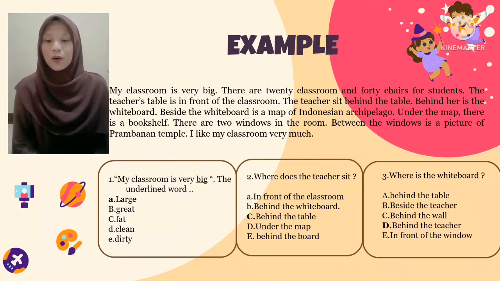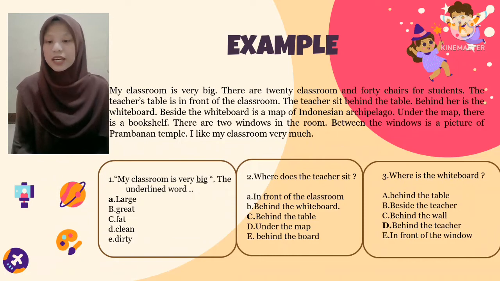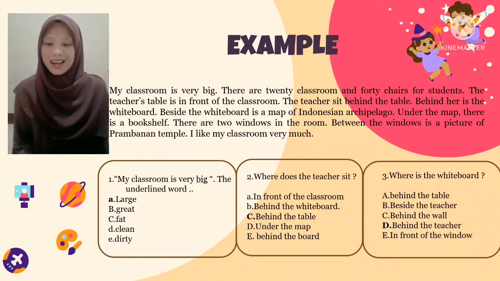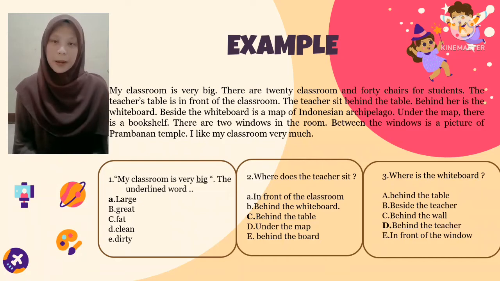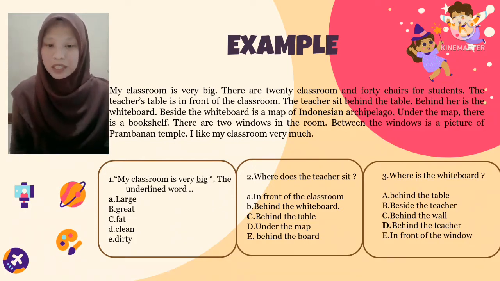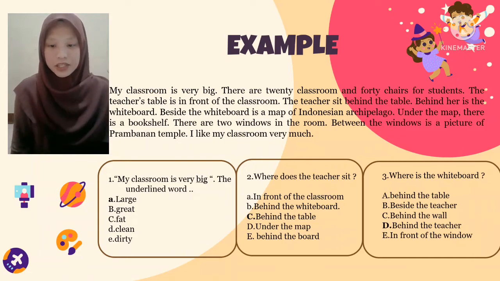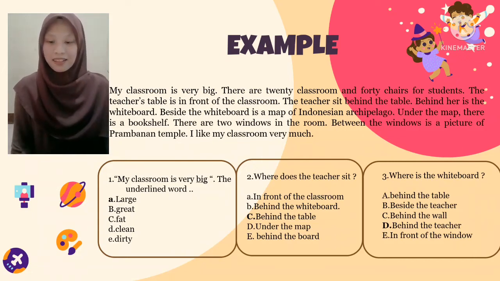Next question. Where does the teacher sit? A, in front of the classroom. B, behind the whiteboard. C, behind the table. D, under the map. E, behind the whiteboard. The answer is? Yes, C, behind the table. We can look at the text. The teacher sits behind the table.